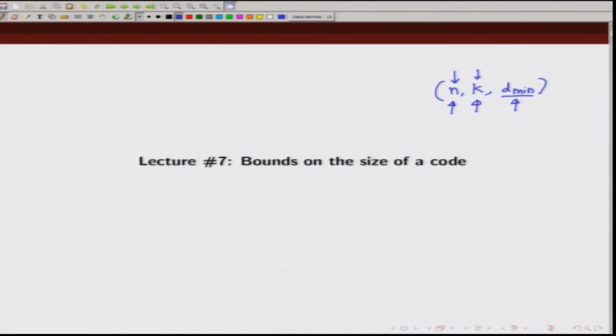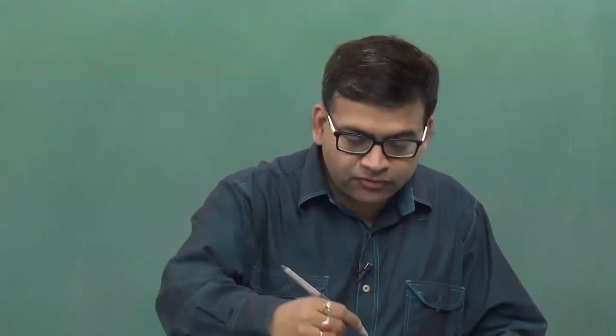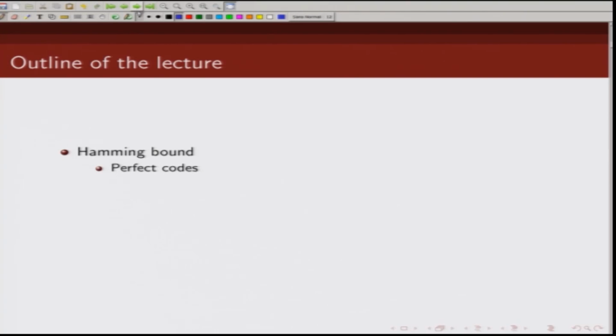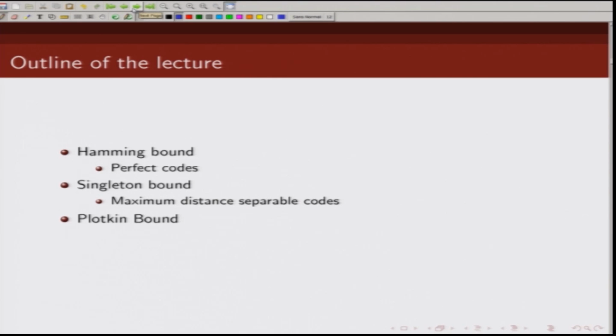So, fixing two parameters, I am interested to know about the third parameter, and in this lecture we are going to talk about bounds that link these three parameters. In particular, we will be talking about the Hamming bound, and we will introduce the concept of perfect codes. Then we will talk about the Singleton bound, and the codes that satisfy the Singleton bound are known as maximum distance separable codes. Then we will talk about Plotkin bounds and the Gilbert-Varshamov bound.